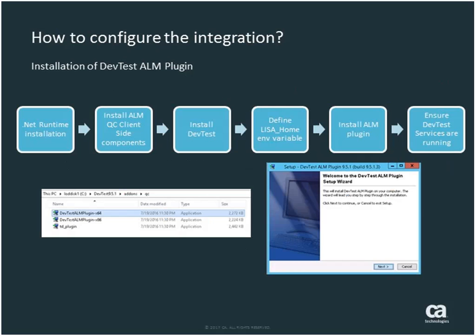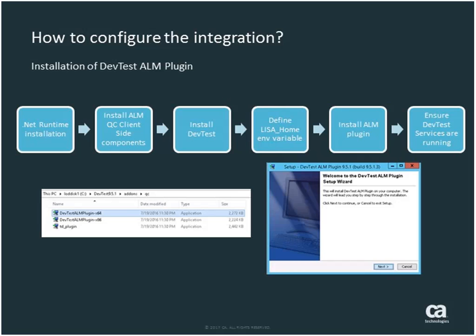And then of course, either you already have DevTest installed or you need to install DevTest, and you define the Lisa_home environment variable on your machine, which points to your Lisa home. Then the next thing is to install the ALM plugin. Like I said, inside your DevTest home, under add-ons, under QC, you'll see the plugins there. You can use that installer depending on your machine environment or operating system instance, whether it's 64-bit or 32-bit.